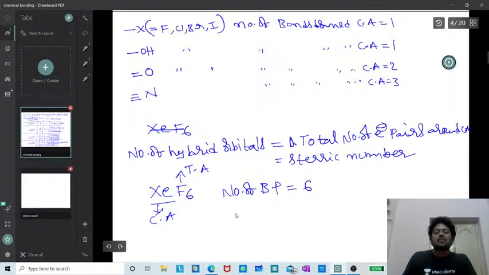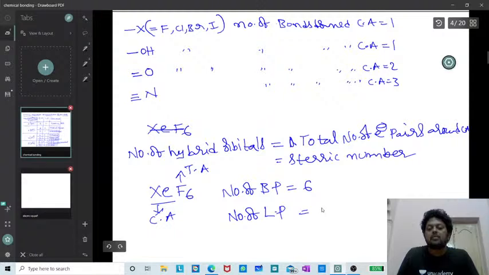Xenon is in group 18, so its valence electrons are 8. So the number of lone pairs is half into 8 minus the bonds it forms. Xenon with 6 fluorines, each fluorine 1 bond. 6 fluorines, 6 bonds. 1 bond means 2 electrons, 1 electron from xenon, 1 electron from fluorine. So xenon uses 6 electrons to bond with the 6 fluorine atoms. So 2 by 2 is equal to 1 lone pair. Bond pairs 6, lone pair 1.